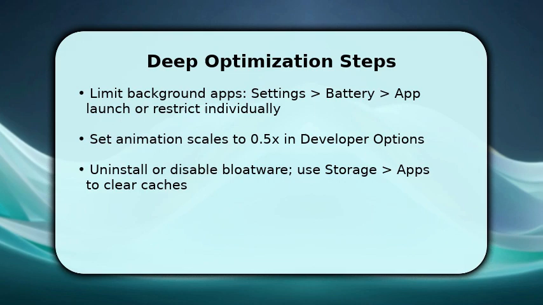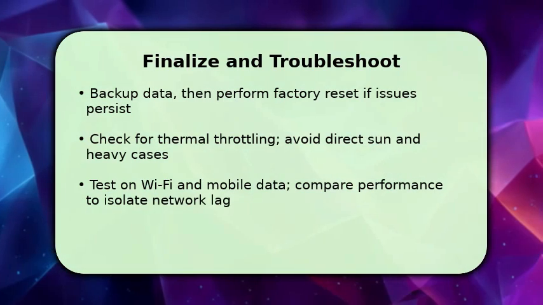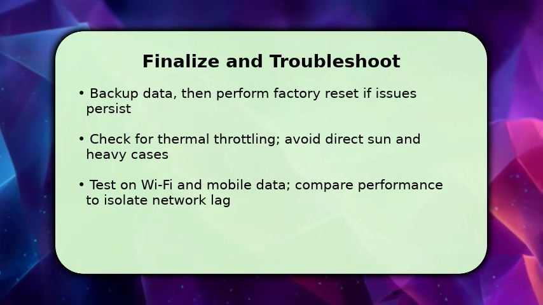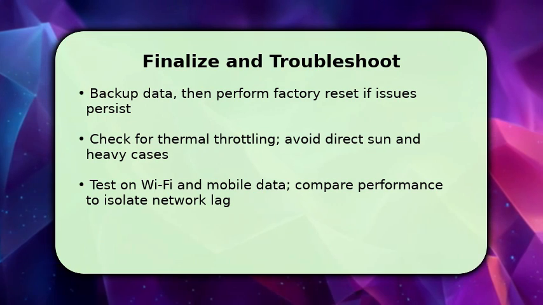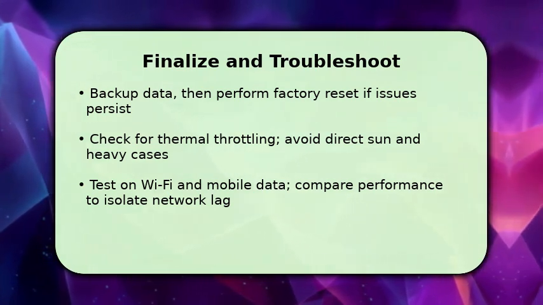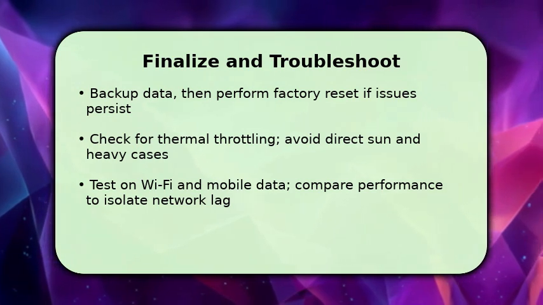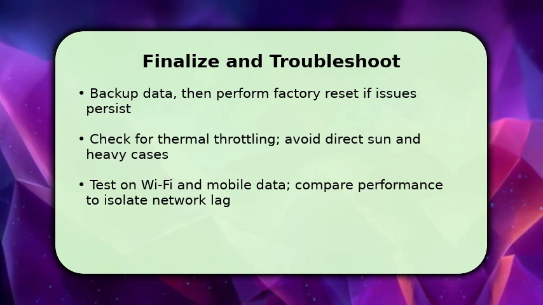After each change, reboot. To finish, validate changes and prepare a final recovery path. Backup photos, messages, and accounts, then perform a factory reset only if optimizations didn't remove lag. Fresh installs eliminate deep software corruption. Make sure the phone isn't thermally throttling. Remove heavy cases and avoid direct sun while testing.